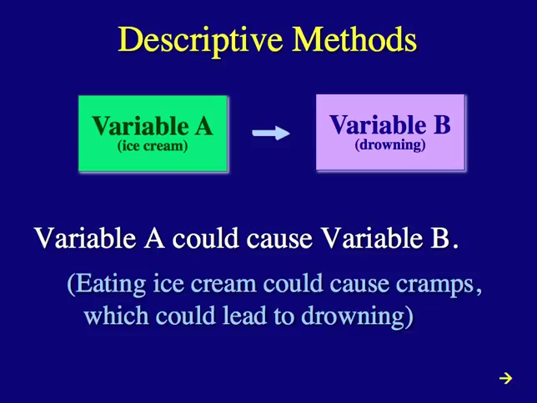Or maybe the causality could go the other way. Drowning caused more eating of ice cream. Parents could say, oh, it's so sad, your friend Bobby died drowning. Here, have some ice cream to drown your sorrows.